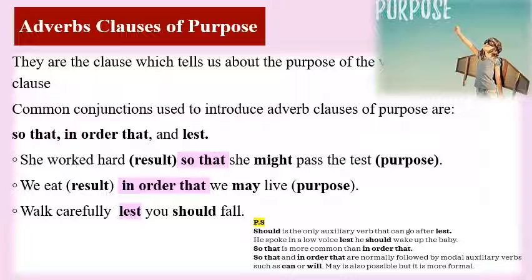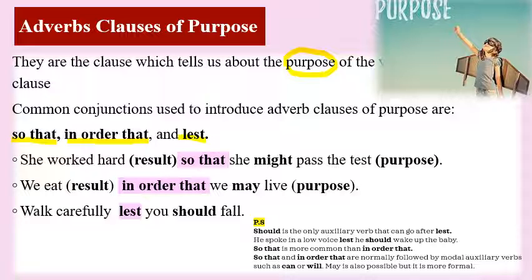And the next type is, there is a close association between this type of clauses and the previous one. This one shows the purpose, and the previous one talks about the reason. They are closely associated to each other, and this is the clause which tells me about the purpose of the clause. What's the purpose behind? The common conjunctions which are used in adverb clause of purpose are so that, in order that, and lest.